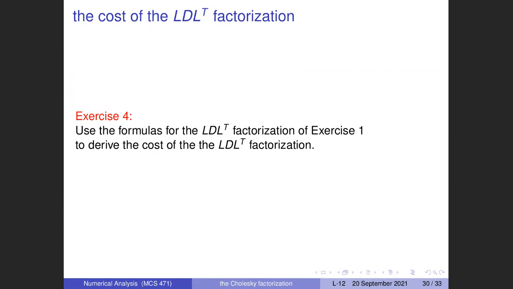You can actually show also the explicit cost of the LDL transpose factorization. You derive the formulas from your solving of exercise 1. I think that exercise 1 started from a 3x3 matrix. So you generalize these formulas for an n-dimensional matrix. And you have one formula for the cost of the diagonal, and then another formula for the cost of the lower diagonal. So there are two parts in this exercise, worth 2 points.